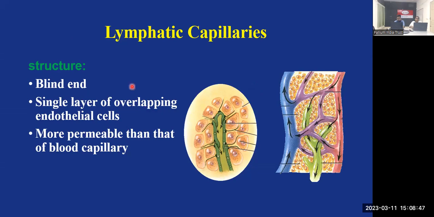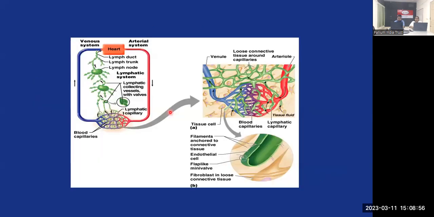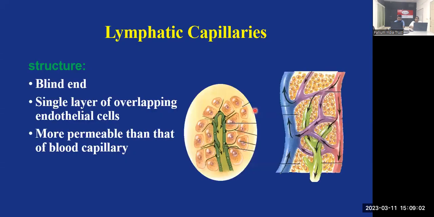The structure of lymphatic capillaries: it has a blind end and a single layer of overlapping endothelial cells. You can see this picture, the overlapping endothelial cells. They are more permeable than blood capillaries, so the lymphatic capillaries are able to absorb large molecules also.